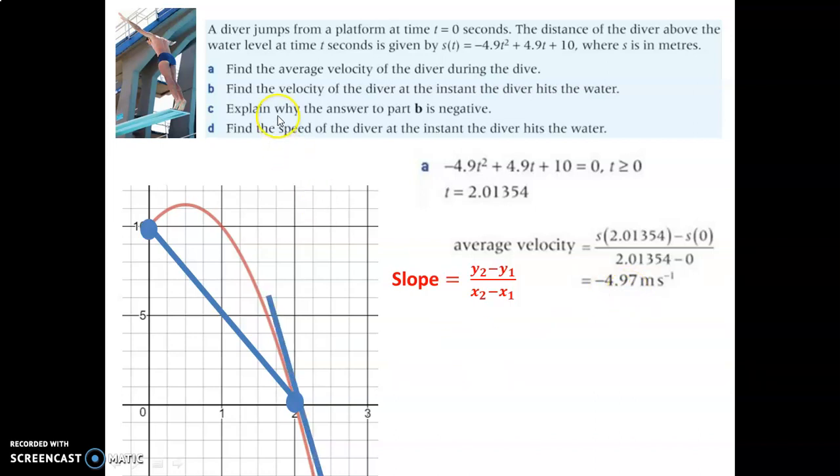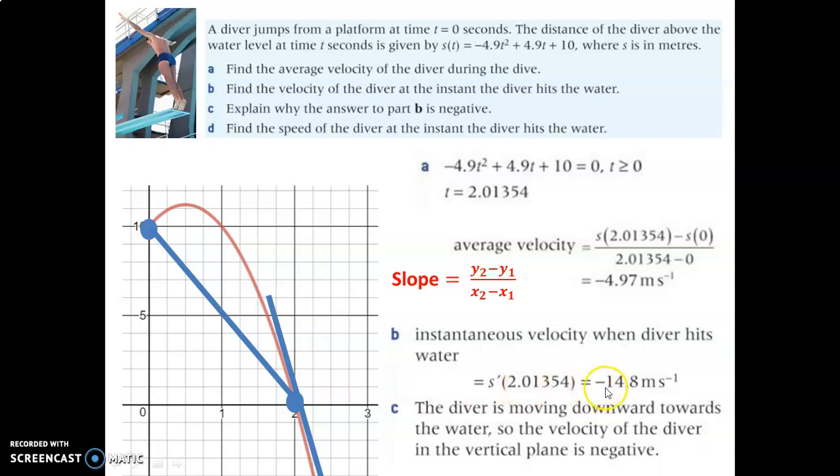Okay, now let's see, what does it say here? Find the velocity of the diver at the instant they hit the water. Now when we say instant, we know we're talking about derivative. The very instant they hit the water, we need to know the slope of the tangent. So find the tangent, so find the derivative, and then find out the speed, the tangent value, or the slope right at that moment.